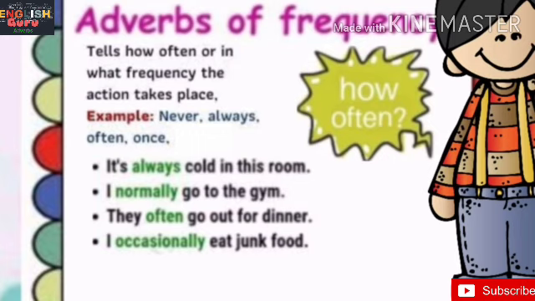Adverbs of frequency. These adverbs tell us how often or in what frequency the action takes place. They answer the question, how often? Examples are never, always, often, once. It's always cold in this room. I normally go to the gym. They often go out for dinner. I occasionally eat junk food. The words always, normally, often, occasionally show us the frequency of the action. These are called adverbs of frequency.